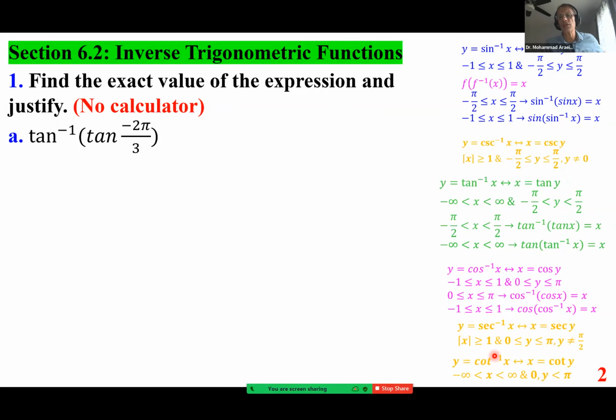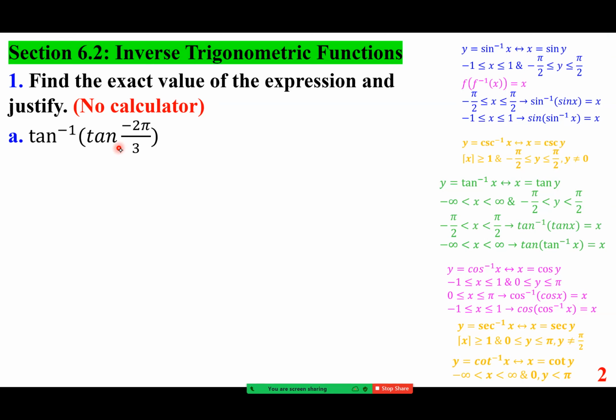However, although cotangent is the reciprocal of tangent, that's not the way it works. It basically goes with cosine from 0 to pi. All right.